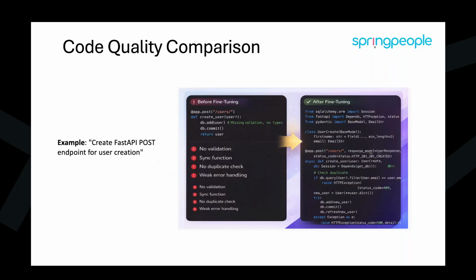Okay, now take a look at the code quality comparison. I gave the prompt: create a FastAPI POST endpoint for user creation. Now this is before fine tuning. Everything is missing, right? In some cases, there are just framework skeletons put in, with no validation, no duplicate checks, no error handling. There is nothing. But it still gave something out because, as you know, it has been fed with some kind of data while it was training.